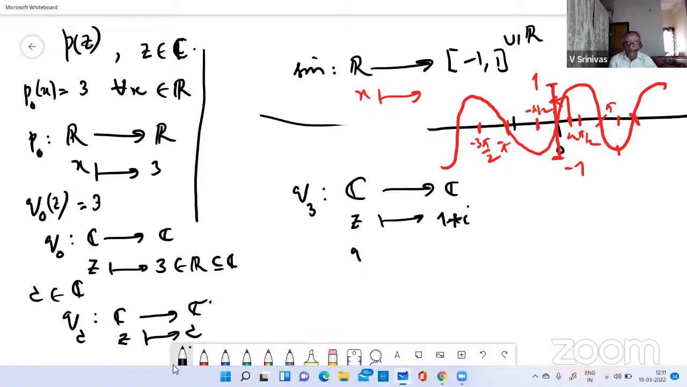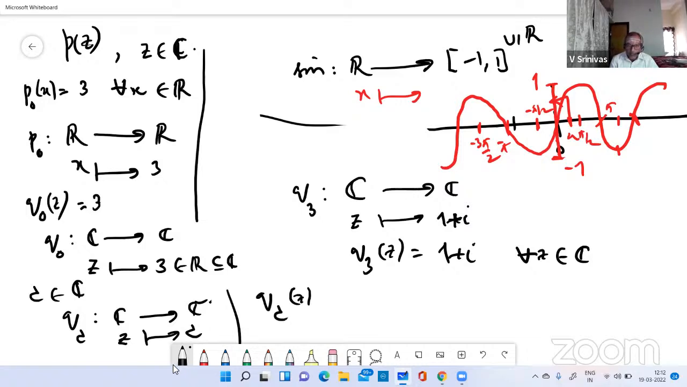This is a constant function. So you have q 3 of z is 1 plus i for all z belonging to complex numbers. The q value is the same for every z, and this is called constant function. And in general, for a fixed complex number c, here if that c is 1 plus i, your q c becomes q 3 equal to this one. In general, if c is any fixed complex number, then you can define q c to be q c of z.